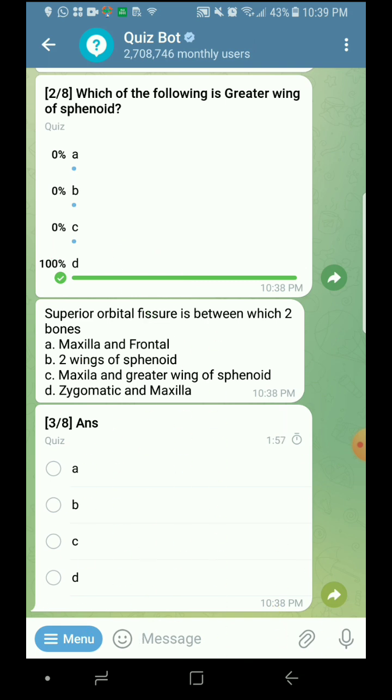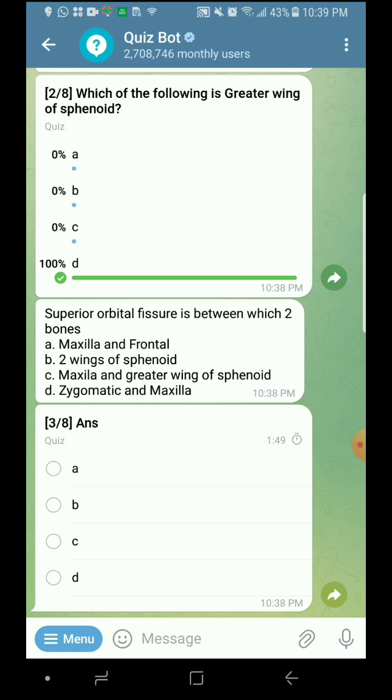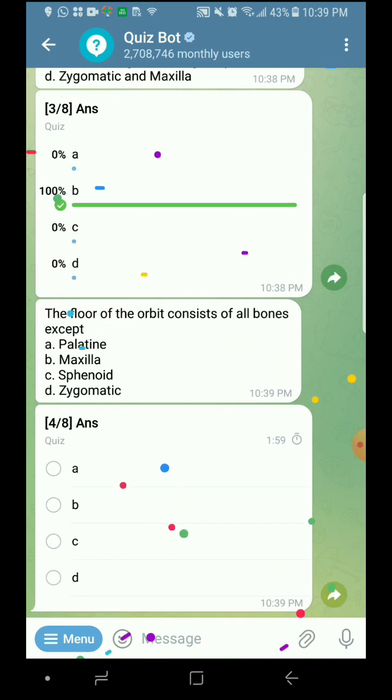Now, SOF is a fissure. If you can see, between the greater wing and lesser wing there is a gap. That gap is known as the superior orbital fissure, through which various structures pass. So it is between the two wings of sphenoid. It has an upper part, middle part and lower part. The floor of the orbit, as you can remember, as PA, ZA, MA: palatine, maxillary and zygomatic. Which is not involved is the sphenoid bone.